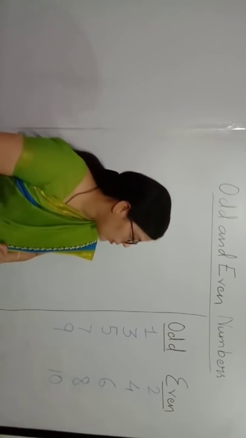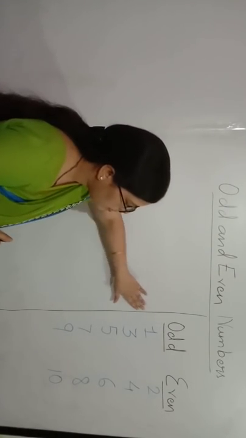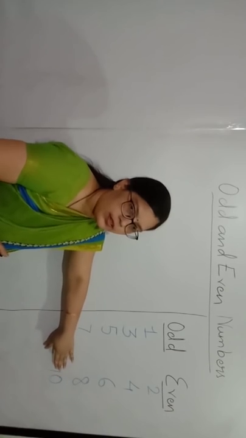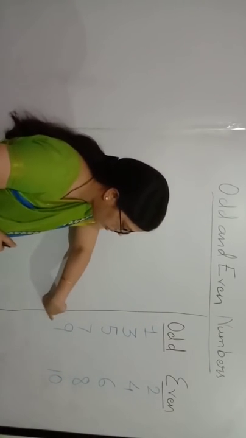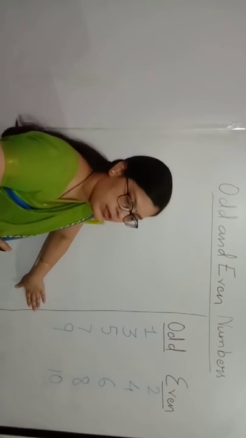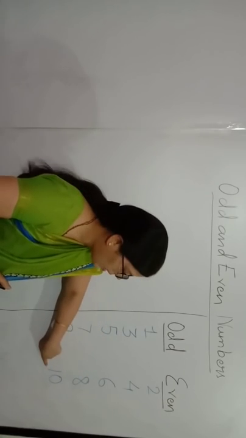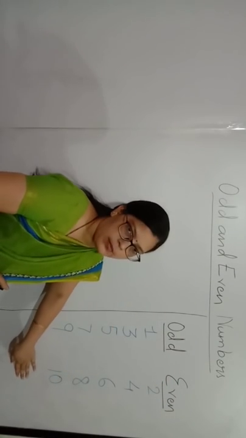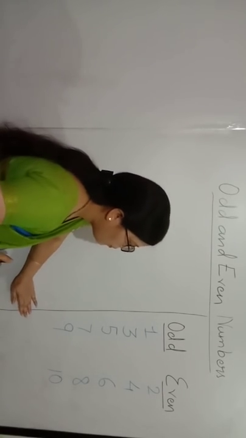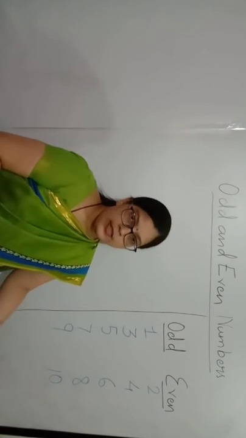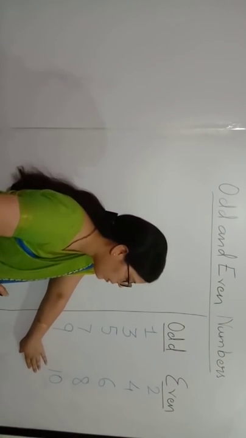So now we know, counting from 1 to 10, which numbers are odd and which are even. 1, 3, 5, 7, 9 are odd numbers and 2, 4, 6, 8 and 10 are even numbers. With the help of these numbers only we will be able to find out, in 2-digit numbers, which numbers are odd or even.